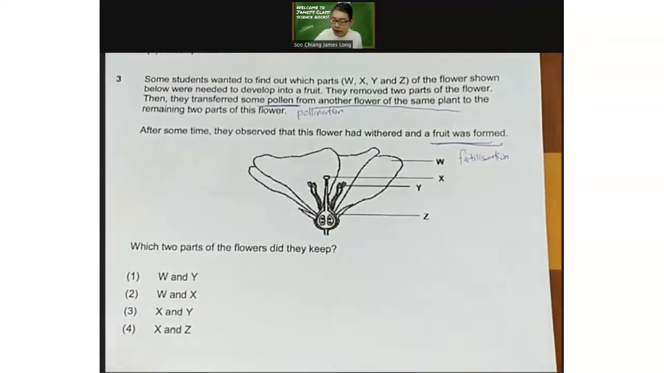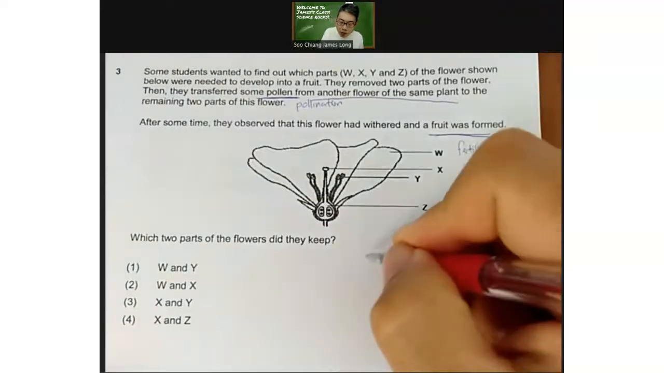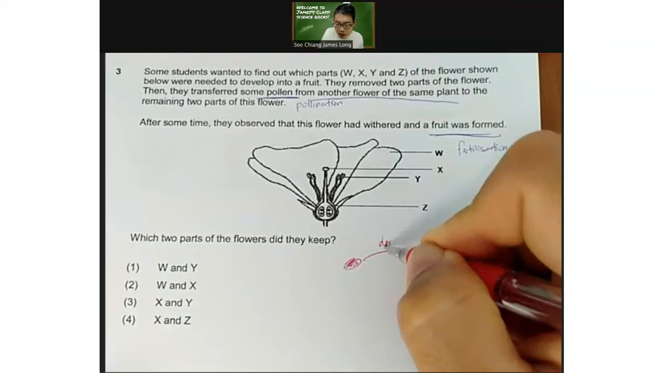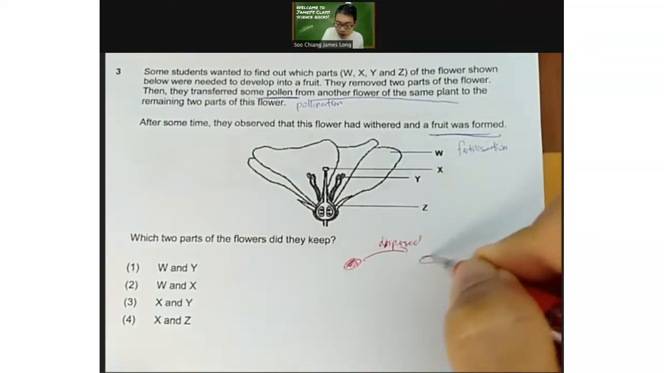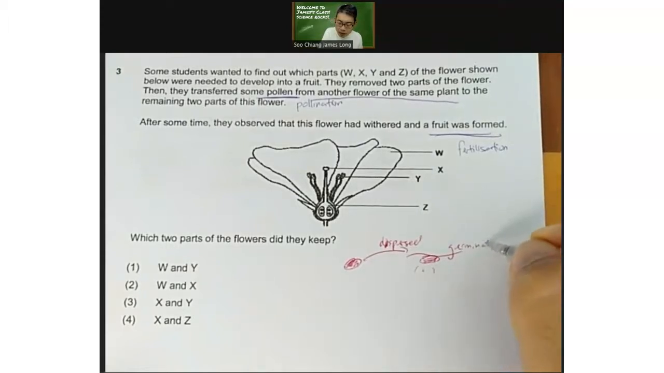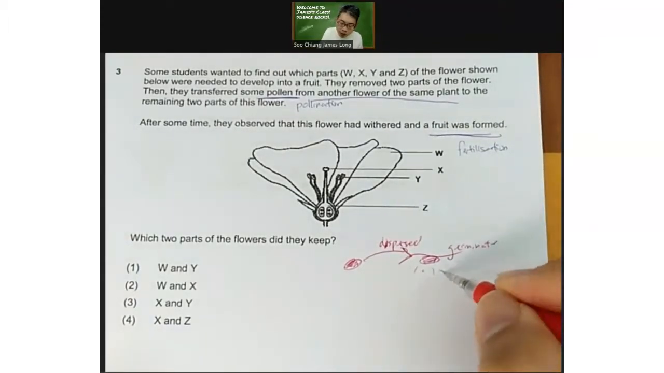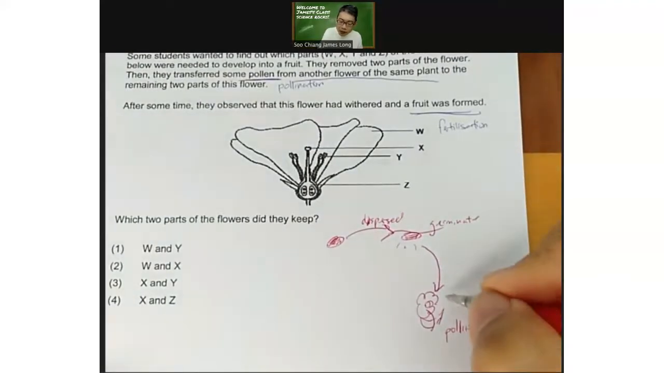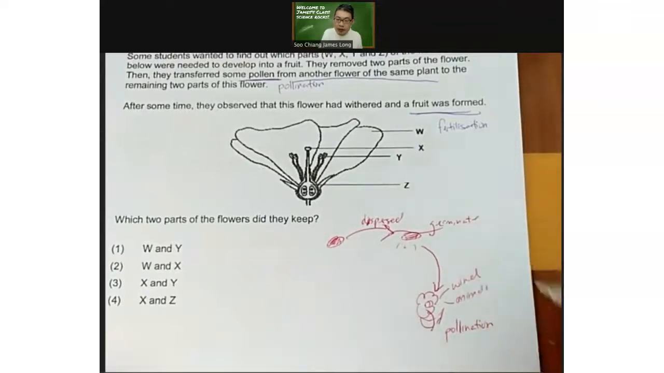A quick revision on the cycle of flowering plant reproduction. You would have a seed, and when the seed is being dispersed, after the seed lands somewhere, it starts to germinate. After it germinates, it grows into an adult plant with flowers. Then once you have flowers ready, you can start to pollinate. There are of course different kinds of pollination. There can be pollination by wind or by animals. We're not sure which one because this is not what the question is testing.